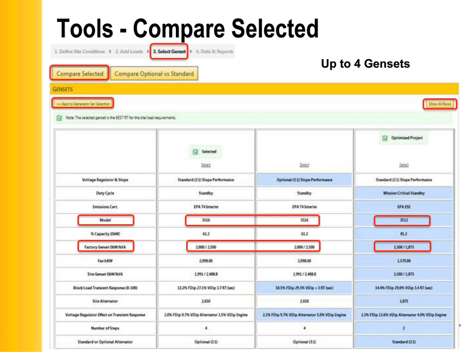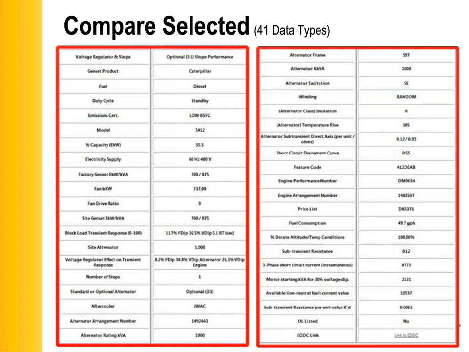Now, here's some more information on Compare Selected. You can compare up to 41 different types of data. It's technical information about our gensets, alternators, and engines.